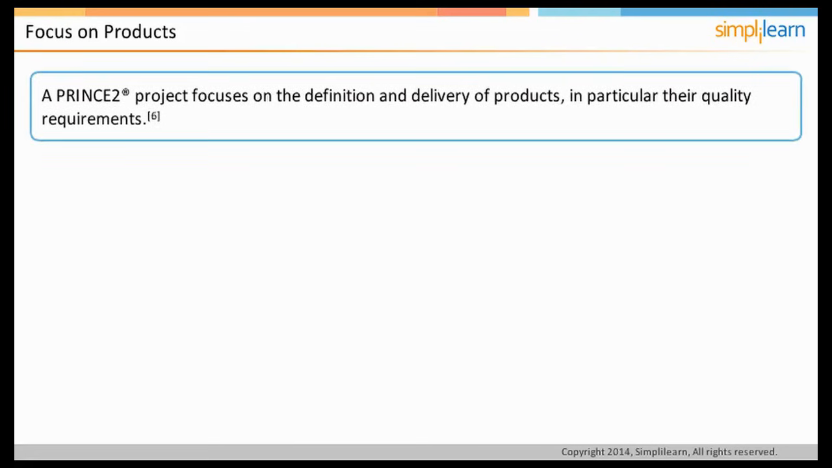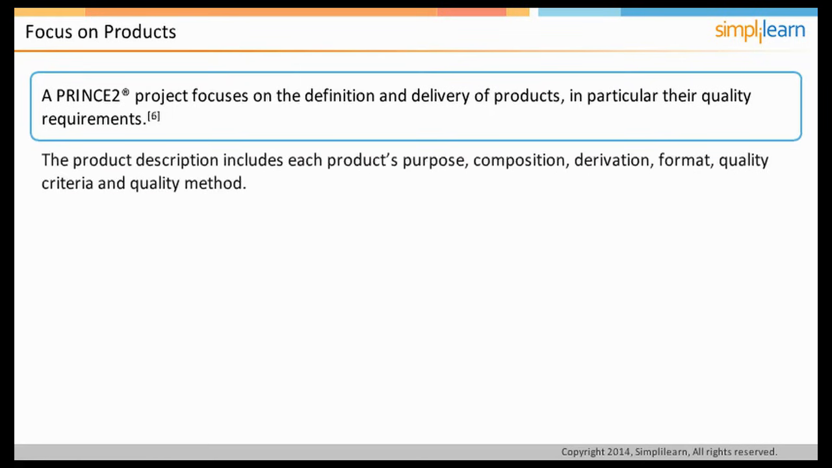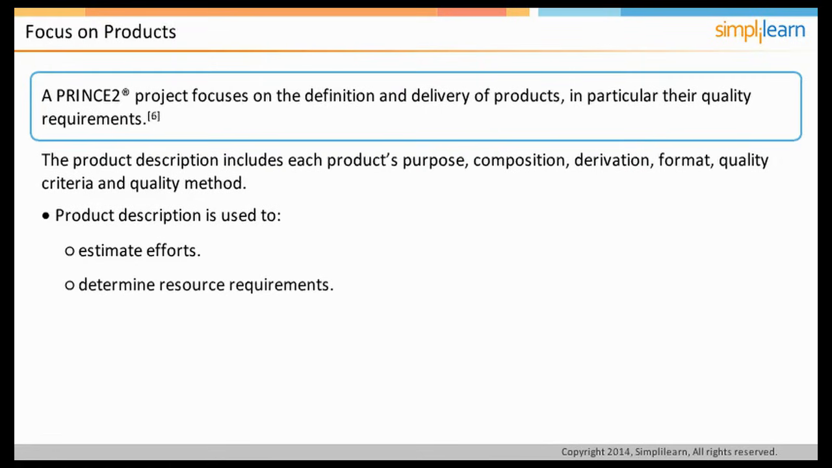Now we will consider the next principle, which is focus on products. A PRINCE2 project focuses on the definition and delivery of products, in particular their quality requirements. The document that captures the details of each product is called a product description. The product description includes each product's purpose, composition, derivation, format, quality criteria, and quality method. The product description is used to estimate efforts, determine resource requirements, determine dependencies, and determine the schedule of the activities.